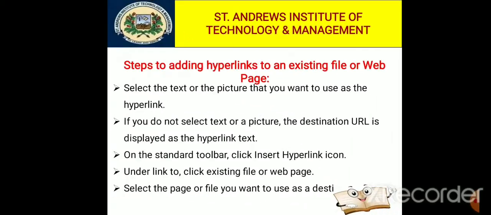Now adding hyperlinks to an existing file or web page. Basically a hyperlink is text that can be clicked to go to some other web page. Select the text or the picture that you want to use as the hyperlink. If you do not select text or a picture, the destination URL is displayed as the hyperlink text. On the standard toolbar, click the Insert Hyperlink icon. Under Link to, click Existing File or Web Page, then select the page or file you want to use as a destination. By these steps you are able to add a hyperlink to an existing file or a web page.